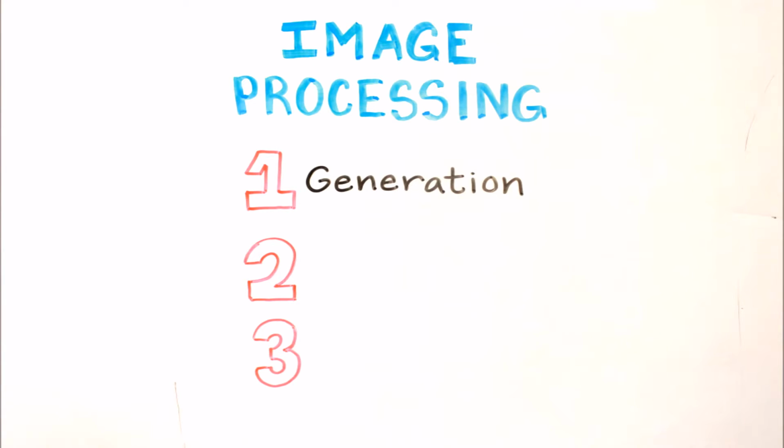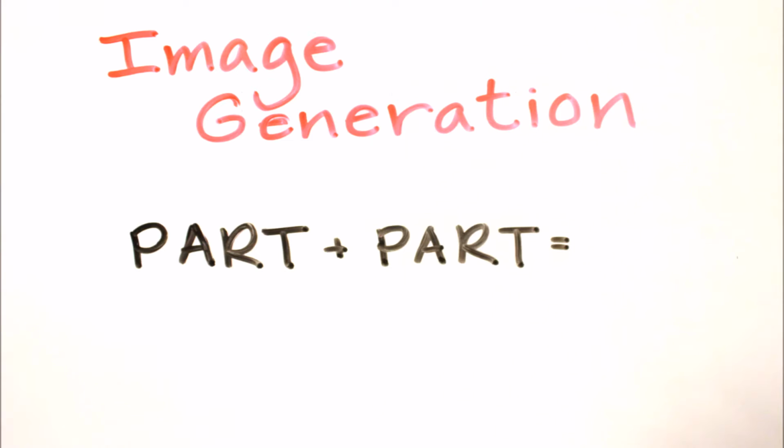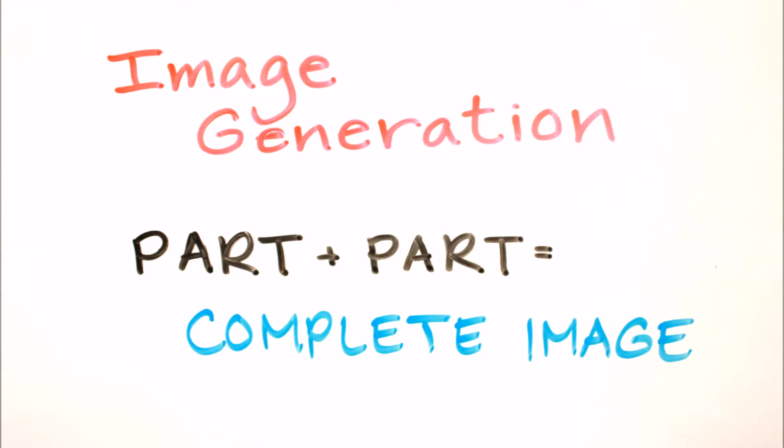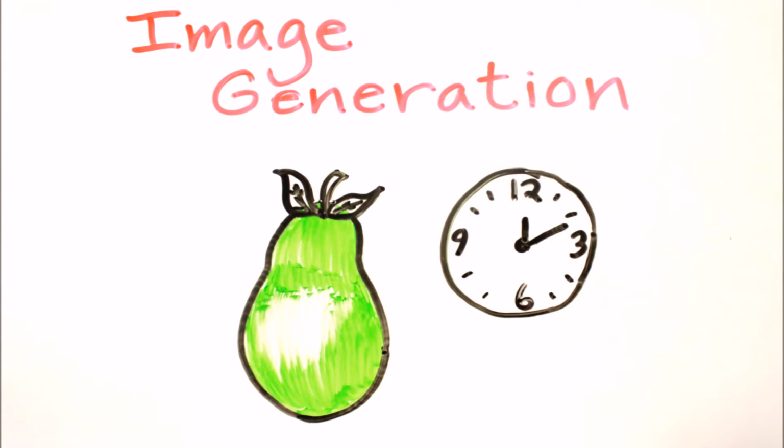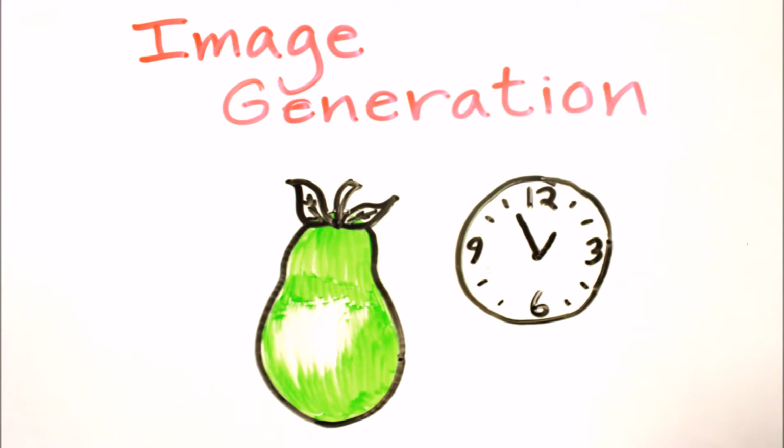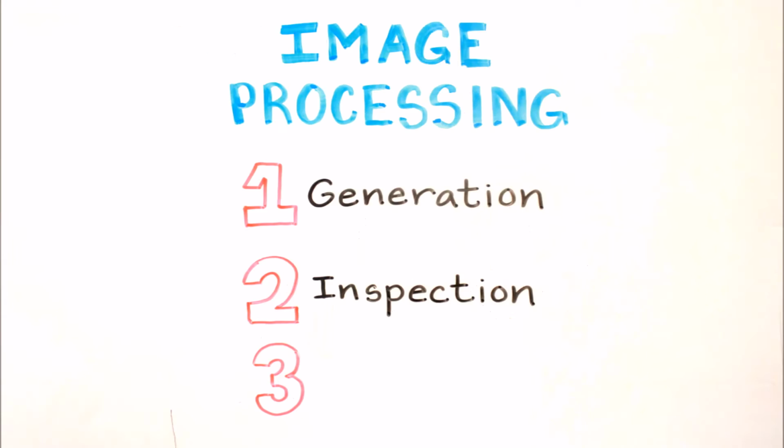Well, there are three different components of image processing. The first is image generation. This step involves taking parts of an image and bringing them together to form the complete image. Here you literally take the building blocks of an image and assemble them together, with more complex images taking longer to assemble. The next step is called image inspection.